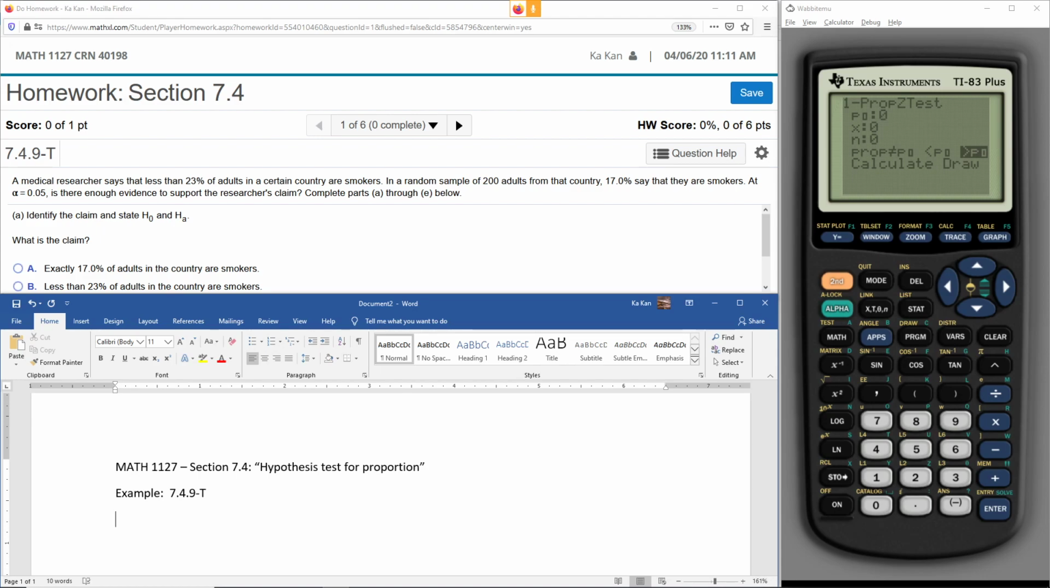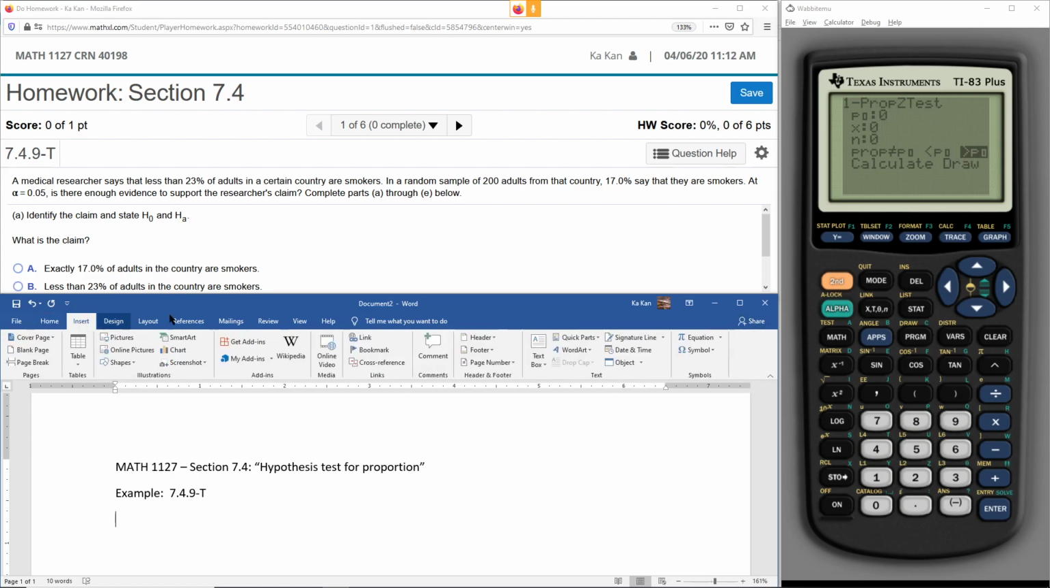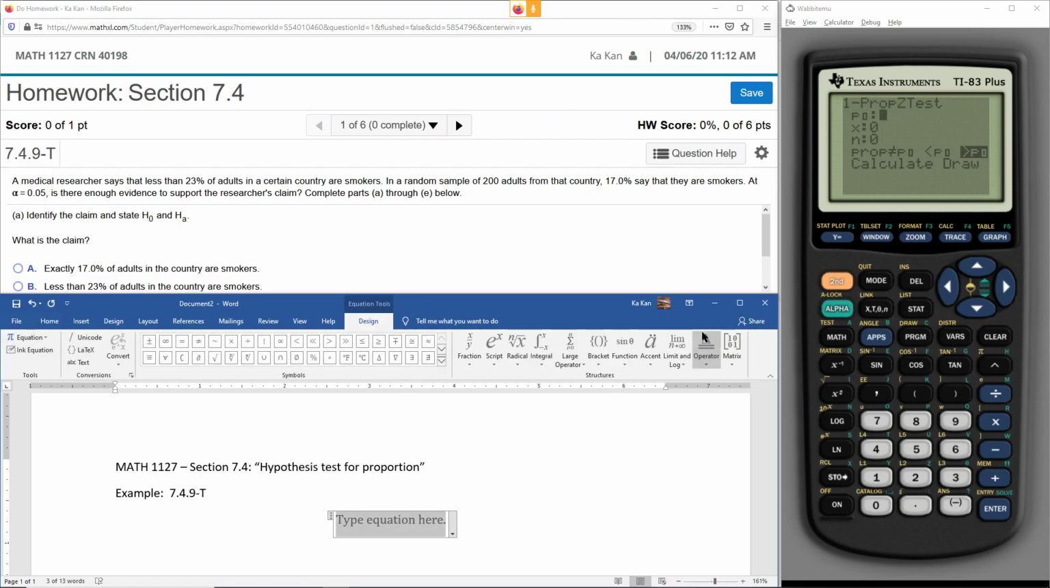They say a medical researcher says that less than 23% of the adults are smokers. So here's how you would construct the null hypothesis. It's the same thing, except instead of mu, we're going to use p because we do the proportion. Let's do the hypothesis first. Null hypothesis is p. So the claim is less than 23%. So the opposite would be what? Bigger than or equal to 0.23, right?